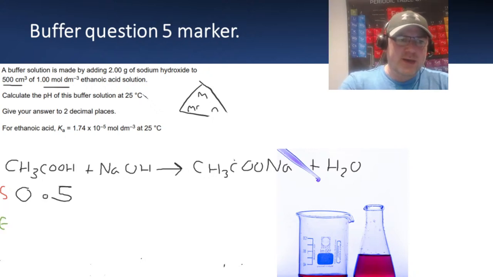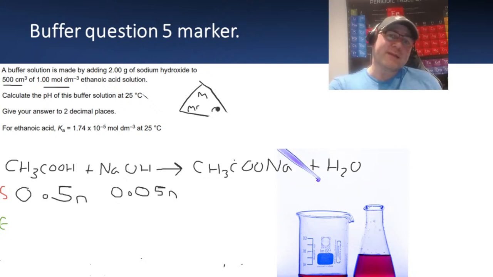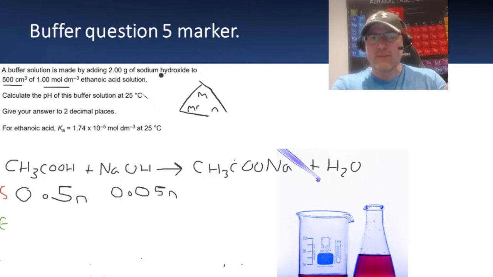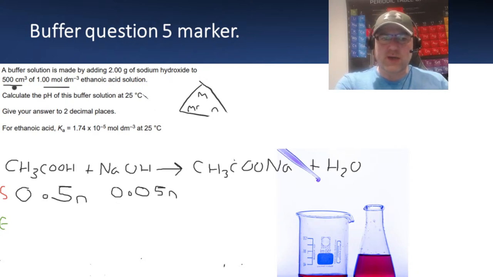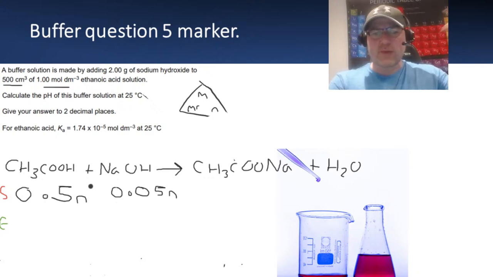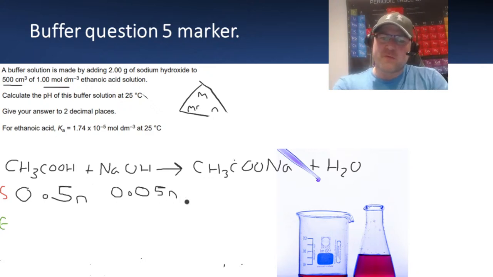So when we initially have this, we have 0.05. These aren't concentrations, by the way, these are moles. So how did you know that we had to calculate moles? Well, they gave you grams. And the moment they give you grams, you do the Mr, and you've got the moles of the sodium hydroxide. You've been given the volume and the concentration of the ethanoic acid, so it's standard to think, oh, they go in the triangle, let me get the moles. So now we've got the moles before.